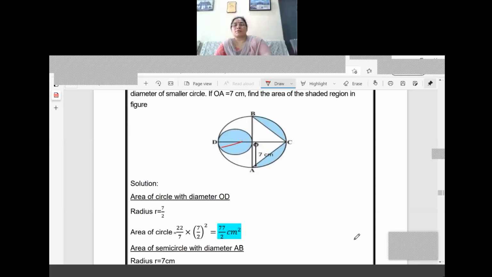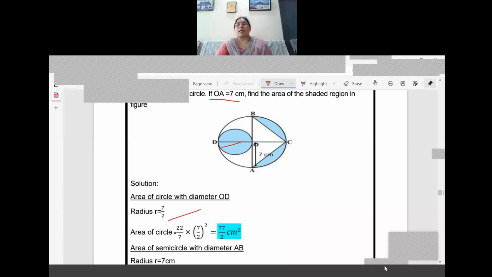So you can go stepwise. Area of the circle with diameter OD. The radius is 7 by 2. Why is the radius 7 by 2? Because the total length OA, that is the diameter, is 7. So the radius equals 7 by 2 only. Now what is the next part? Area should be calculated. So the area of the circle equals pi r square, the normal formula. So 22 by 7 into 7 by 2 whole square.